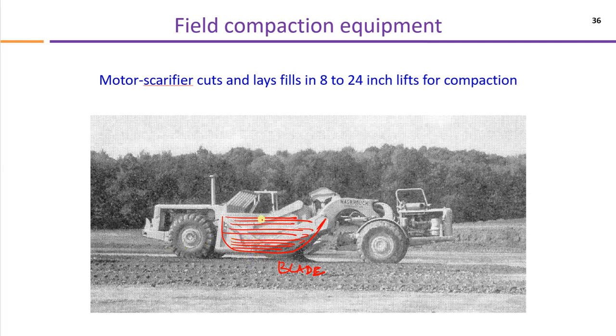In one go, it can cut soil up to 8 to 24 inches. It can excavate up to 2 foot. Okay, so this is one equipment that is going to cut the soil, transport the soil, and then drop the soil.